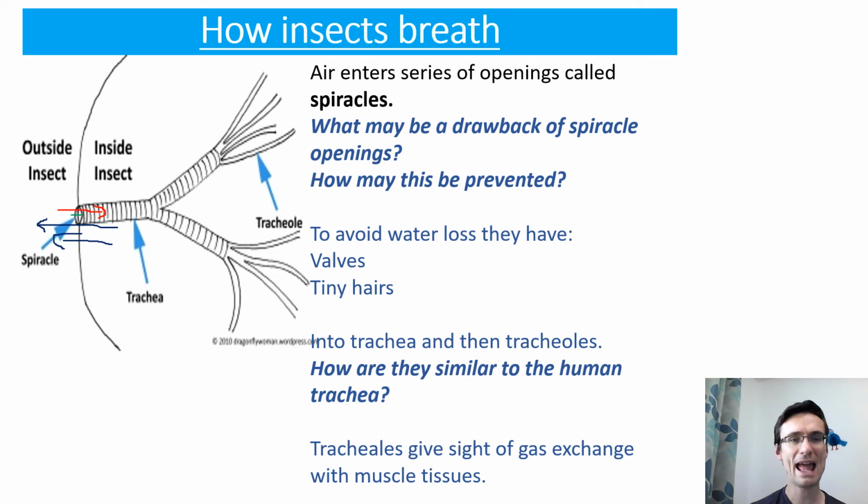And there's lots of hairs around the side of the spiracles which will allow water droplets to build up, which increases the water gradient between the inside and outside of the insect slightly.